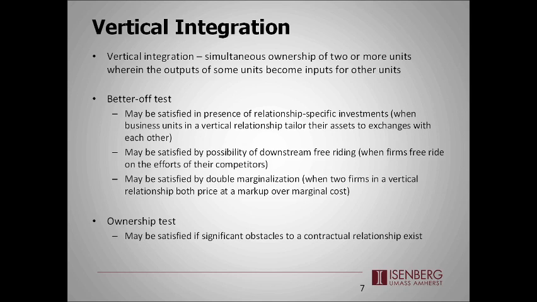And when there's double marginalization, when two firms in a vertical relationship each price at a markup over marginal cost, this increases prices and reduces output. If the two firms vertically integrate, the supplier then transfers its products at marginal cost, and this lowers prices and increases output. As with horizontal diversification, the ownership test for vertical integration might be satisfied if there are major obstacles to writing a contract.